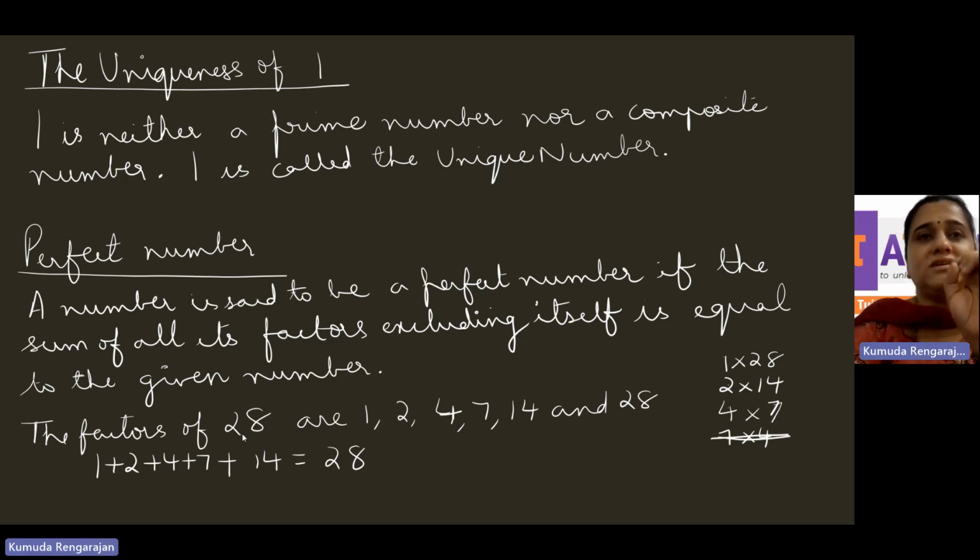Step 1 is, you are given a number. You find the factors. You add all the factors, not including the given number. And the result you get is the given number itself. Then the number is a perfect number. We'll do more questions like this in the next class. Okay, so don't worry.